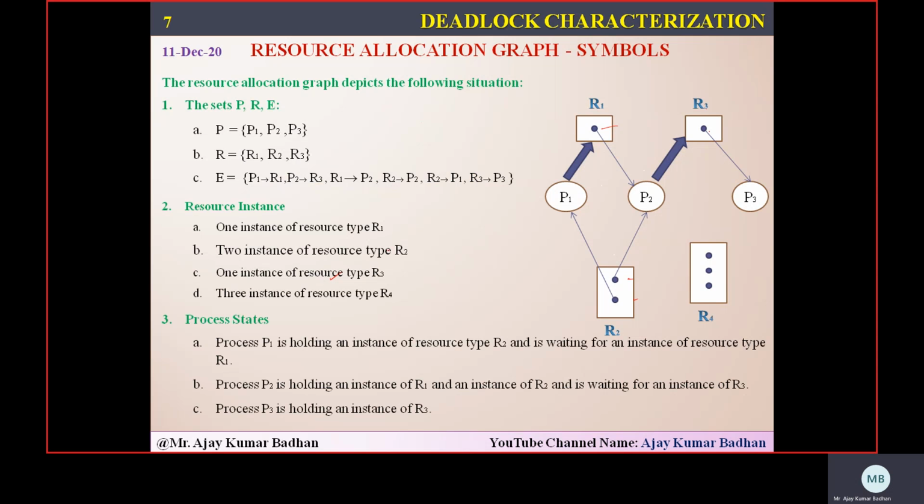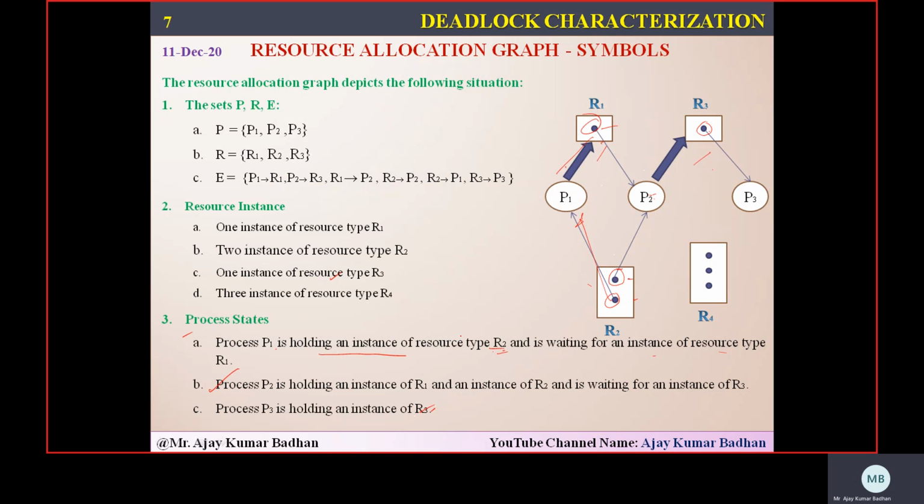And finally, the state, means which process is holding which resource and which process is requesting which resource. So if you see here, we have three processes. Process P1 is holding an instance of R2. You can see here, one of the instances is allocated to it, so it is holding that and is waiting for an instance of resource R1. So it is requesting this instance. What about P2? You can see here, P2 is holding an instance of R2 and is requesting R3. That is what is represented here. What about P3 now? P3 is holding only R3. So that is what is represented in this particular scenario.